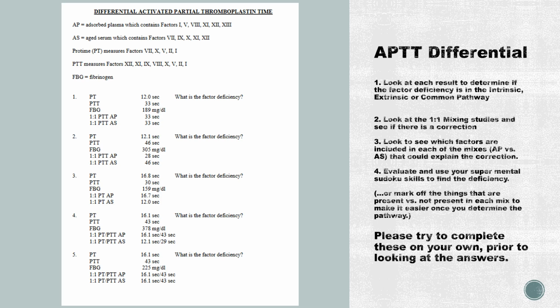How do we do that? Well, of course, we're going to look at our PT and our PTT first and see if there's any prolongation in the PT or the PTT. Next, we're going to look at the one-to-one mixing studies for both the adsorbed plasma and the aged serum. Both of them are the same. There is no change. We're going to look at the original PTT, and it's just the same as the PTT mixing study with the adsorbed plasma or the aged serum, excuse me.